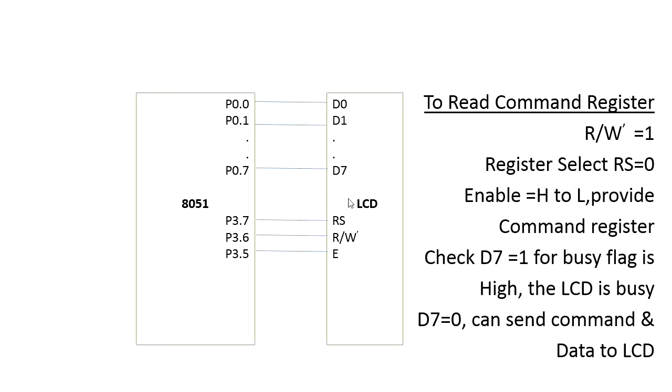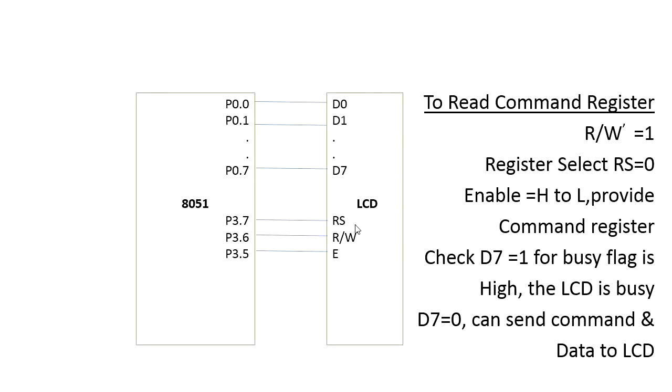In the LCD device, we have the data line pins called D0 to D7 that are connected to port 0.0 to port 0.7 of the 8051 microcontroller. Along with that, we have the RS, which we call the register select. We have two types of register select on the LCD device: one is the command register, the other is the data register.